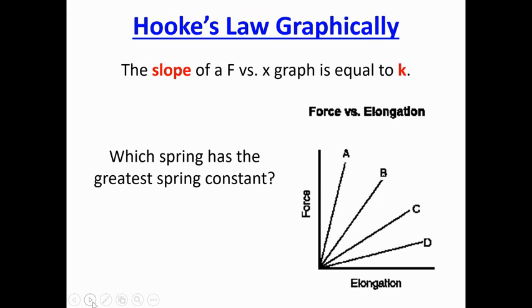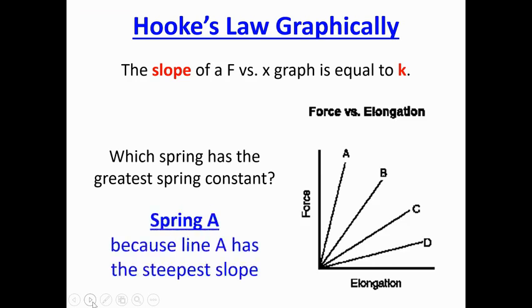Sometimes you'll see Hooke's law represented graphically. If you graph force versus elongation distance, or distance stretched, the slope of that line will be equal to the spring constant. So in the example graph, which spring has the largest spring constant? Spring A, B, C, or D? The correct answer is spring A. And that's because line A has the steepest slope. Again, the slope represents the spring constant.